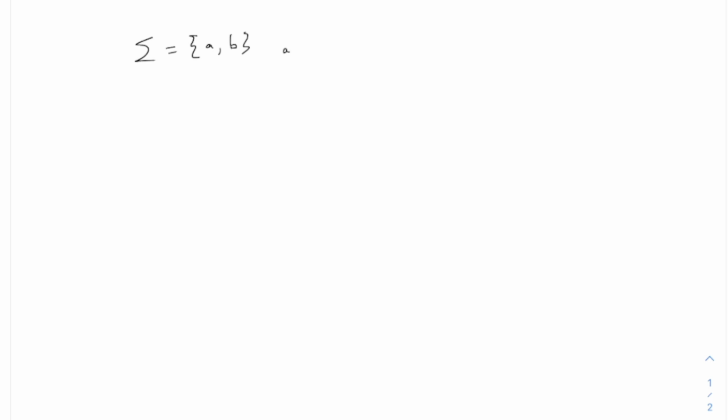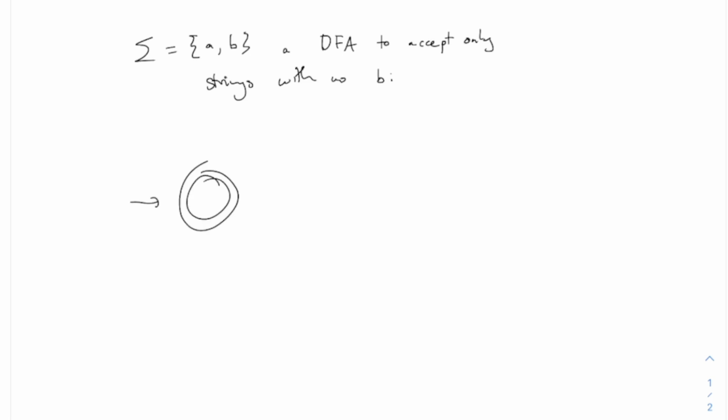A DFA to accept only strings with no B. This was the example we did at the end last time. The idea is I have two states, one which represents a string which has no B in it, and the other which represents a string which does have a B in it. And you start off in the no B state, and if you ever see a B, you go over to the yes B state.